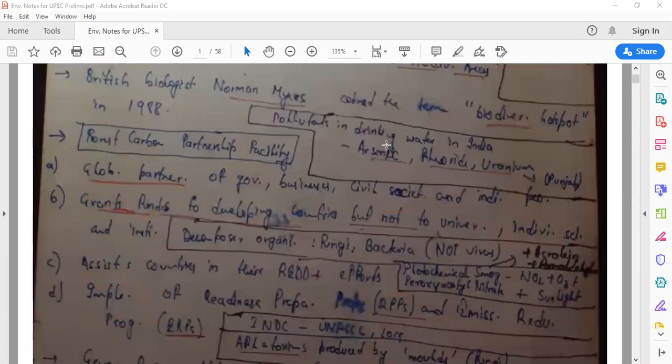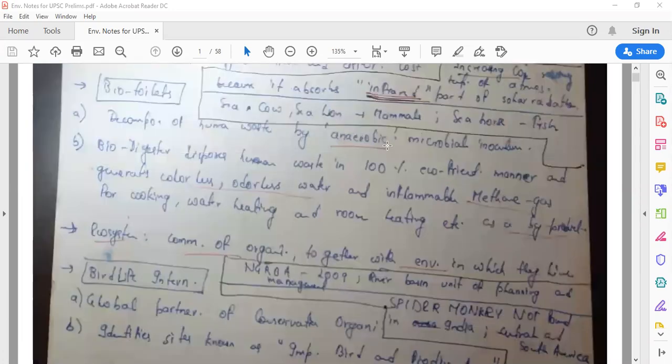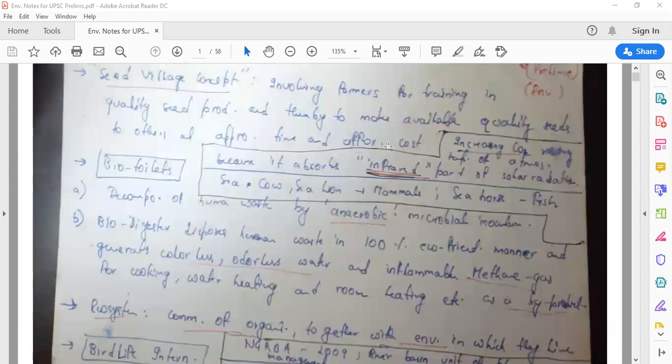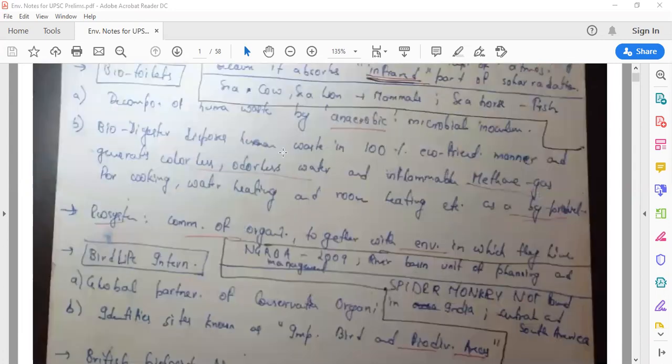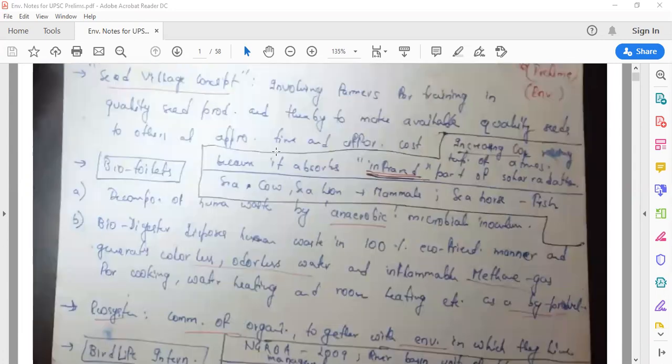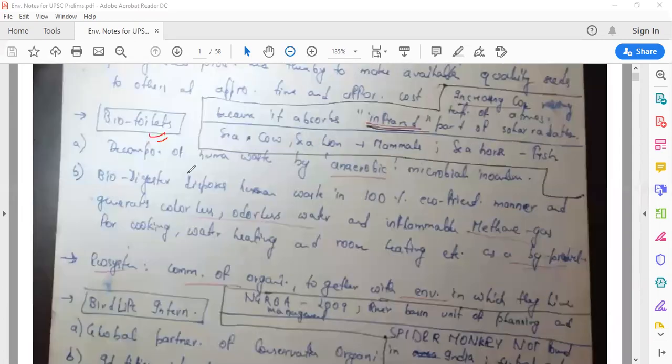So we have talked about sea cow and sea lion. Now let's talk about bio toilets. Why are we reading this? Because a question has been asked on it earlier. So what is the basic funda behind bio toilets? They decompose human waste by anaerobic microbial inoculum. What is anaerobic? In the absence of oxygen. Whenever something is happening in the absence of oxygen, it is called anaerobic, right?